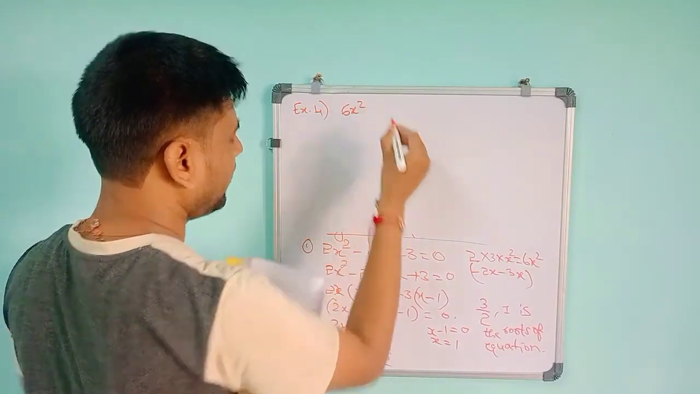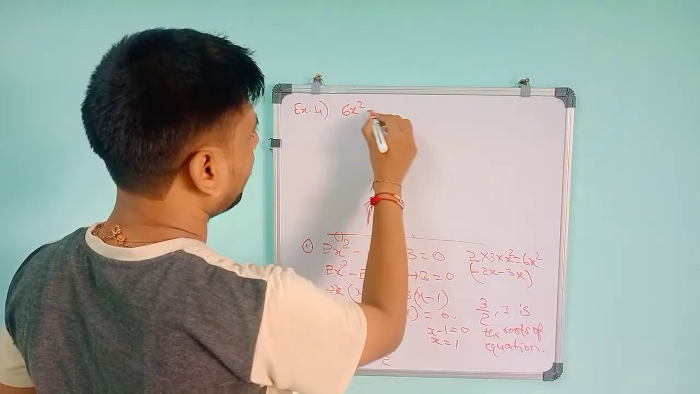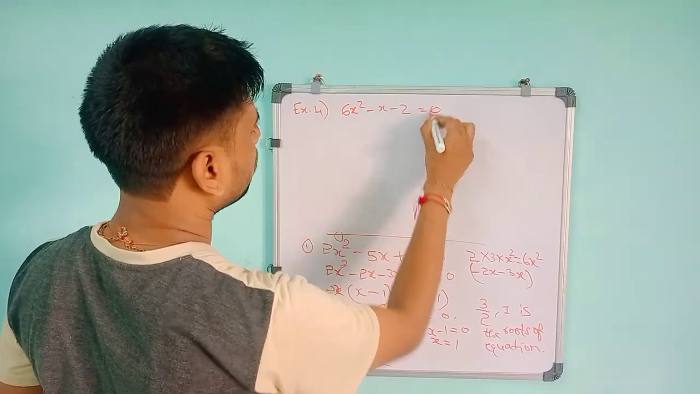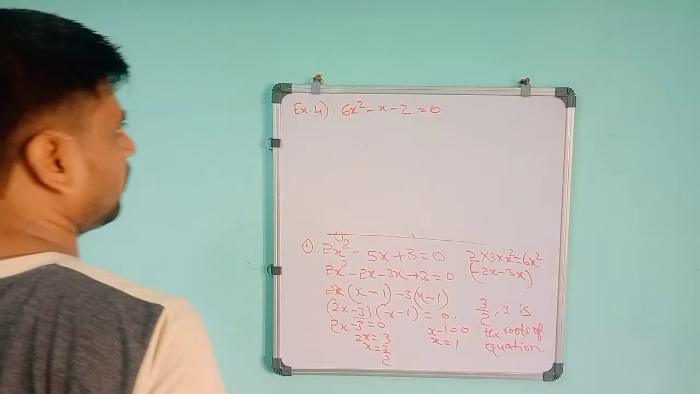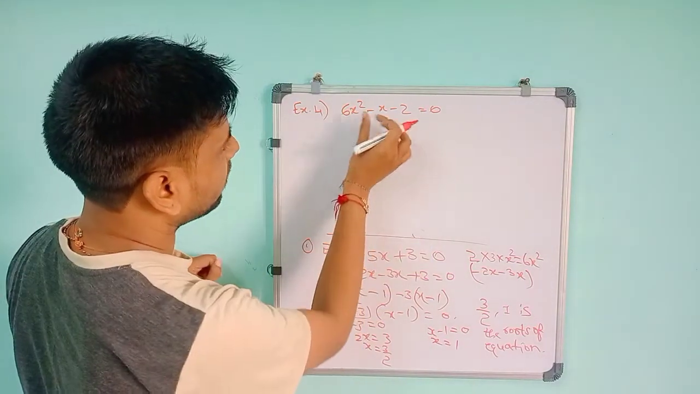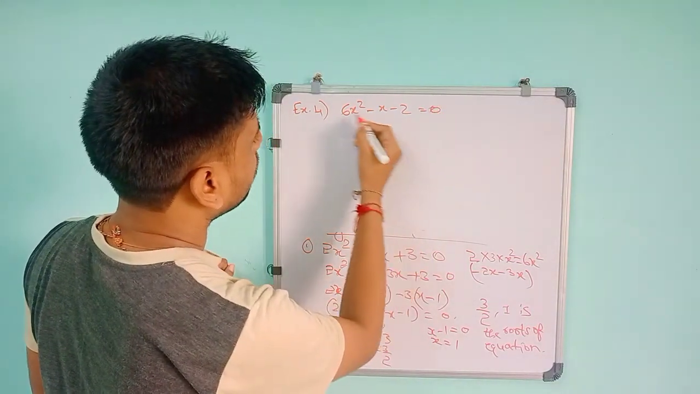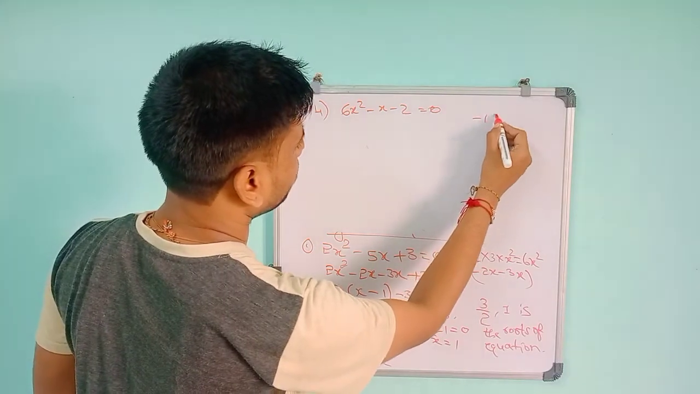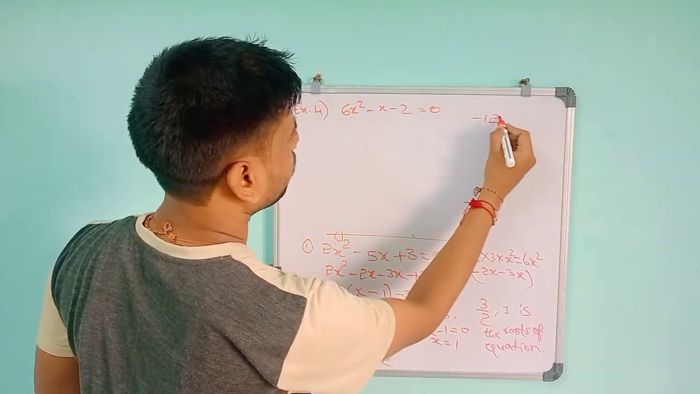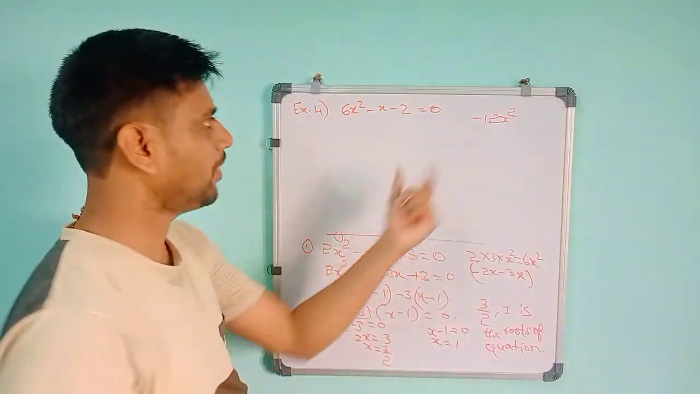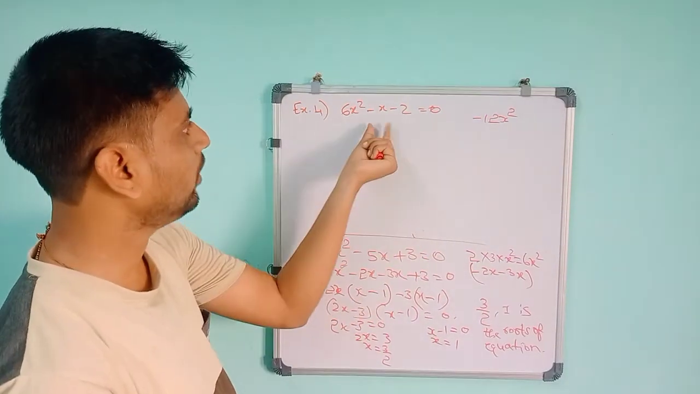6x square minus x minus 2. So we have to solve this one. Same as factorization, we have to split the middle term. So 6 is there, 2 is there, so it becomes minus 12, and x square is there. So the product should be minus 12 and the addition should be minus 1.